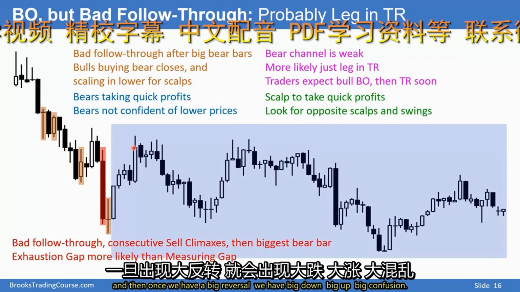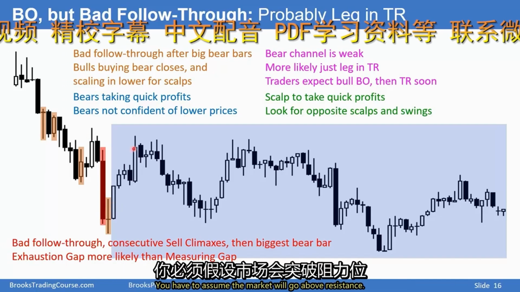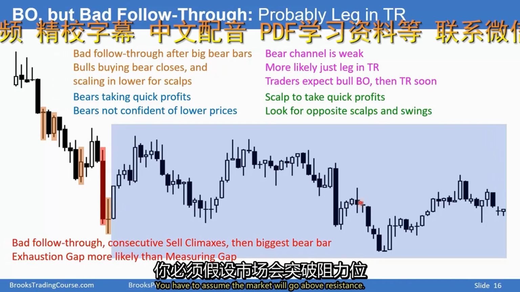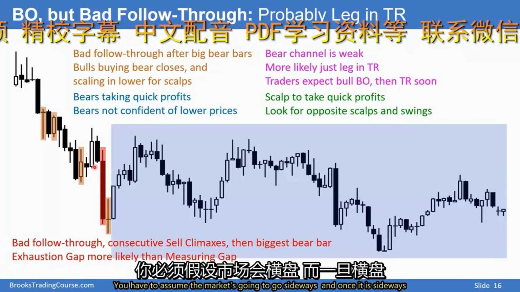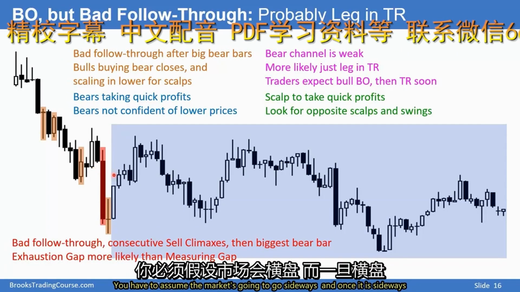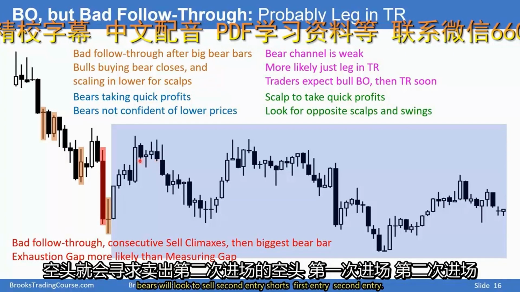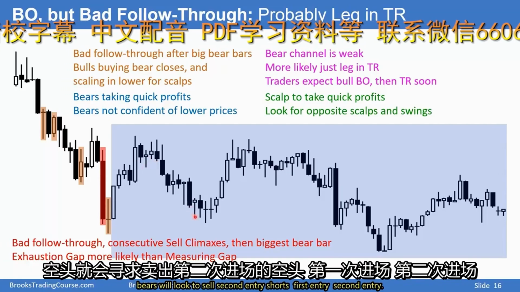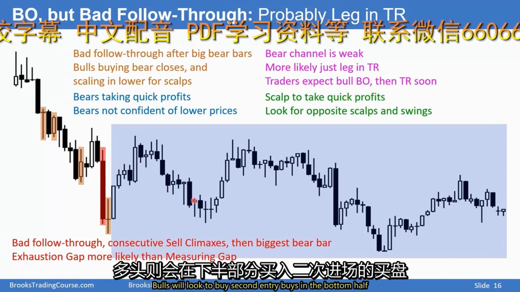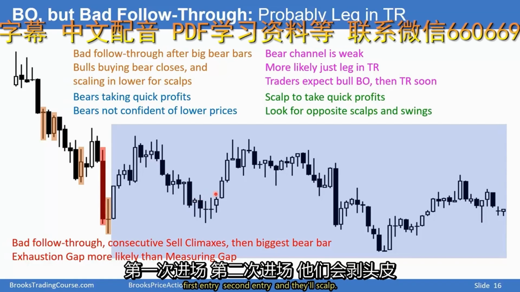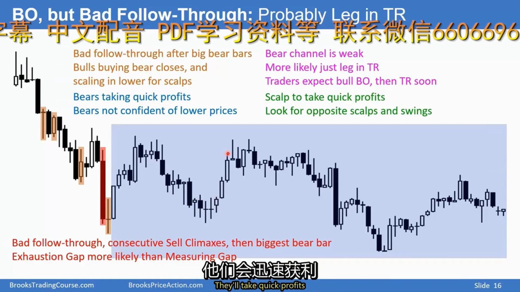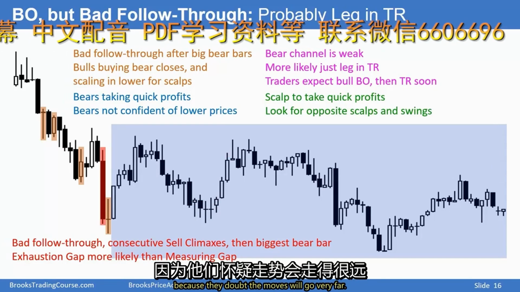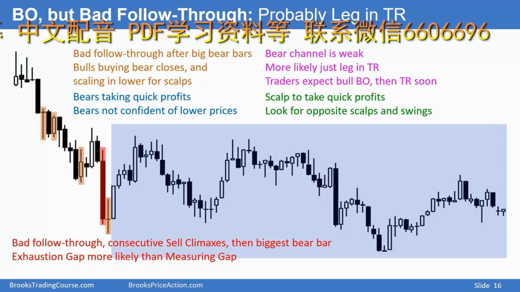You can see the reversal, and then once we have a big reversal, we have big down, big up, big confusion. You have to assume the market's going to go sideways, and once it is sideways, bears will look to sell second entry shorts, first entry, second entry. Bulls will look to buy second entry buys in the bottom half, first entry, second entry, and they'll scalp. They'll take quick profits because they doubt the moves will go very far.